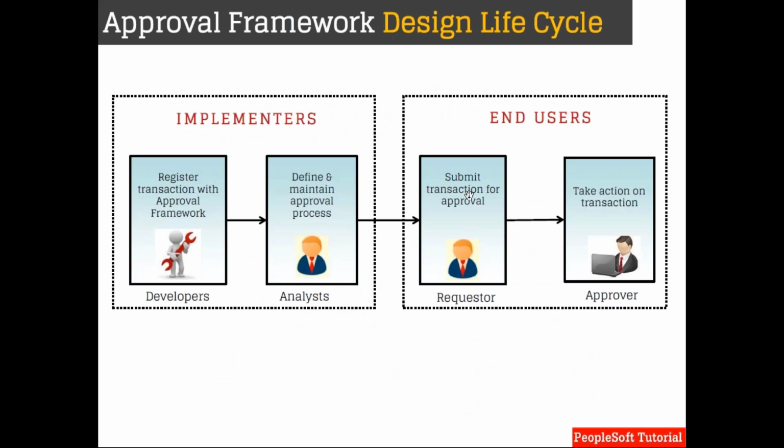So we'll talk about the design lifecycle on a very high level. It can be seen like this, that we talk about implementers. It starts with developers. They will configure the register transaction page and provide the process ID to the analyst, who will gather all the requirements from end users and design the approval process. Then he will send it for UAT, user acceptance testing, to the requester and approver. They will do the testing, and based on the changes in requirements, it will go back to the analyst.